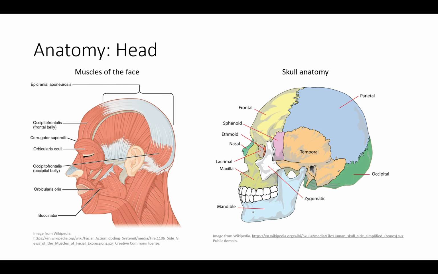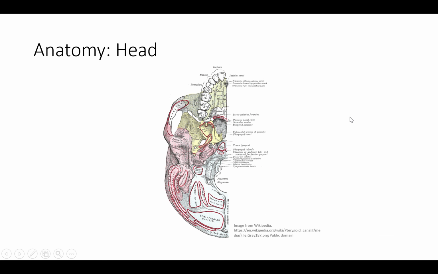Now we'll do a brief review of relevant anatomy. The muscles of the face include occipitofrontalis, orbicularis oculi, orbicularis oris, and the buccinator. Skull anatomy includes the frontal bone, the nasal bone, the maxilla, the mandible, the occipital bone, and the parietal bone. Head anatomy can get very complicated. There are many different named parts of the skull, for example, including many named canals.